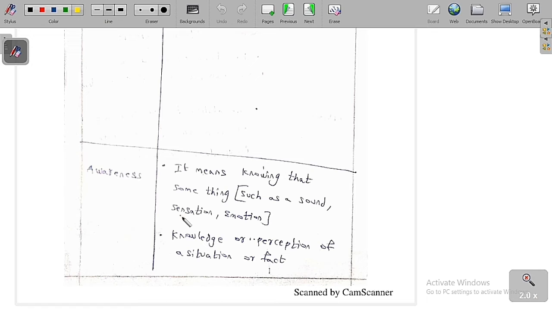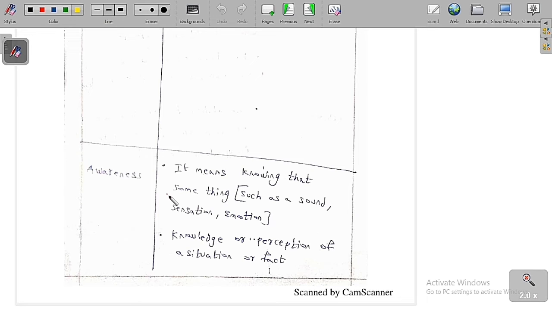Consciousness also tells you whatever is happening around you: you know each and everything and you know what to do and what not to do. Similarly with awareness: whatever the situation around you, you know the facts, you know each and everything and you know what to do at that instant. So both have the same meaning. Simply we can say consciousness and awareness are synonyms because they have the same meaning.